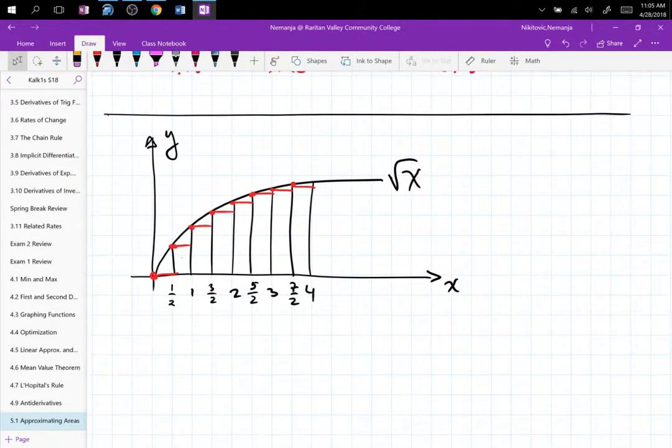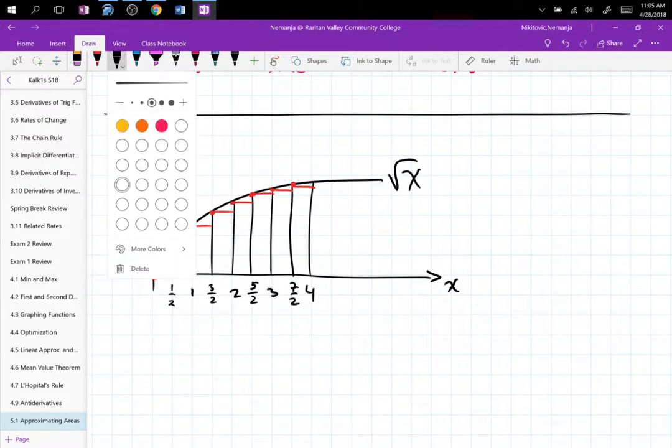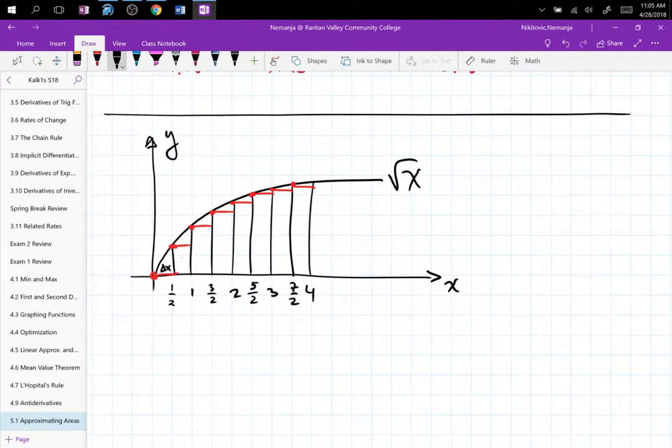So now we have a lot more writing to do. Please note that each one of the intervals now is a 1/2 width, and I'm just going to label each one of these intervals with delta x, because delta x is defined as x2 minus x1, right? The difference between the two. So I'm going to write the formula for delta x. It's b minus a divided by n. And in our case, delta x is 4 minus 0 divided by 8 rectangles. It's 1/2.